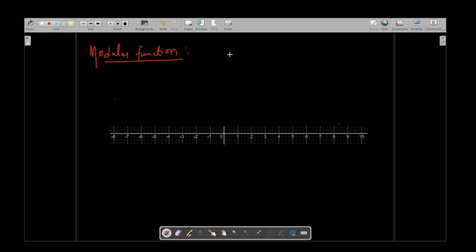If I write, let's say, modulus of x is equal to 3, what does it mean? I'll rewrite this equation as x minus 0 is equal to 3. So it means we are standing at 0, and we are asking from this point how many points are there, and which are those points which are 3 units away from this point. So the distance is 3 units from this point.